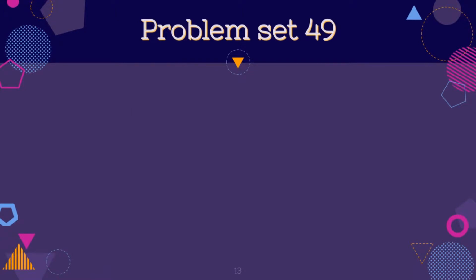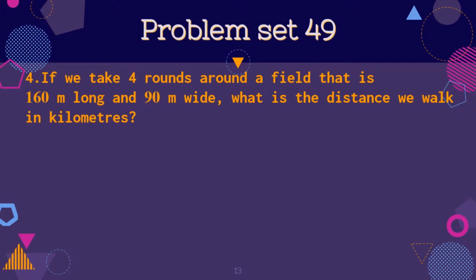Next question is, if we take 4 rounds around a field that is 160-meter long and 90-meter wide, what is the distance we walked in kilometers? Now here, the field is of 160-meter long and 90-meter wide. Means we say the field is rectangular shape and we have to find out the distance walked in 4 rounds.